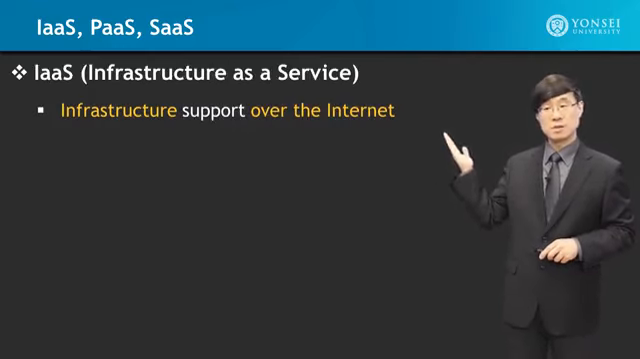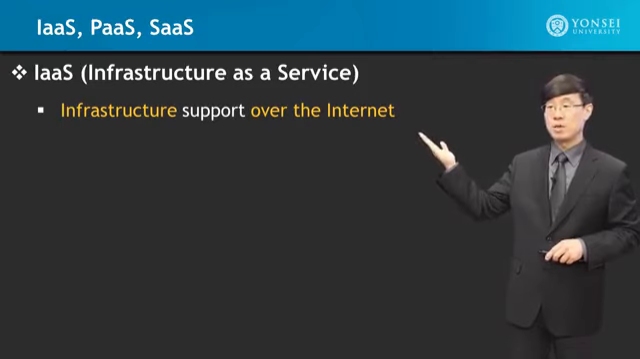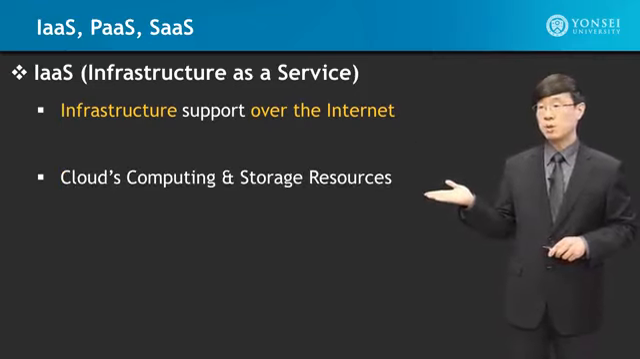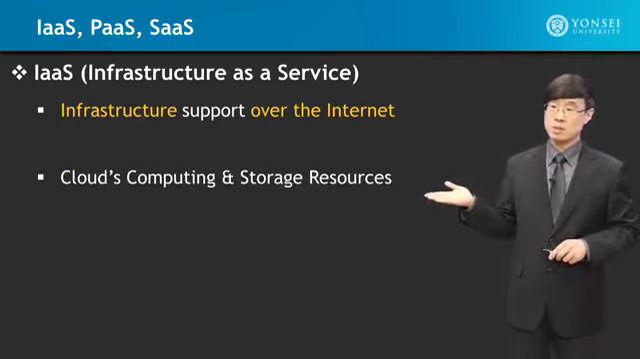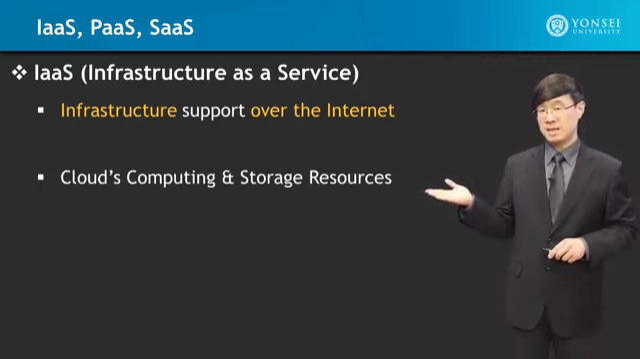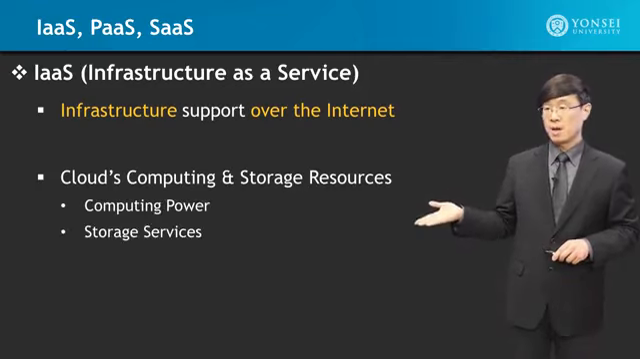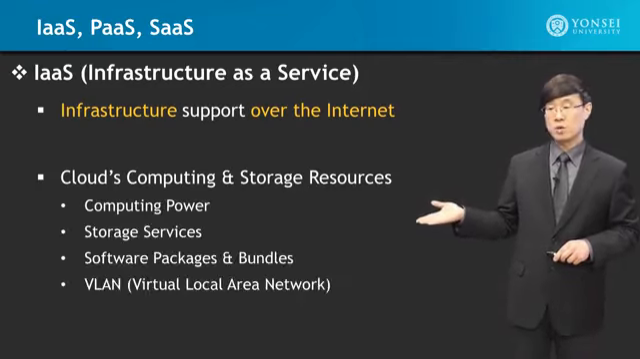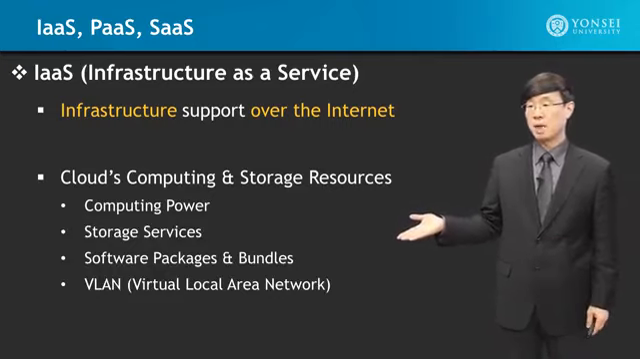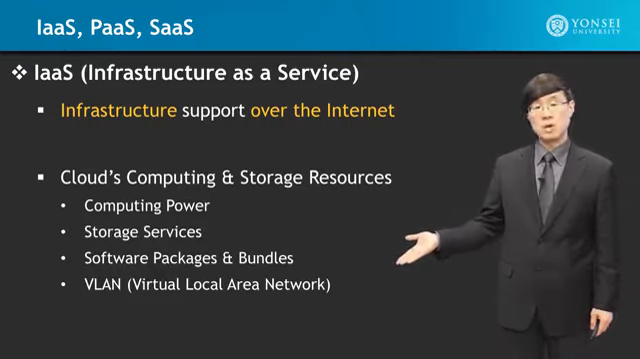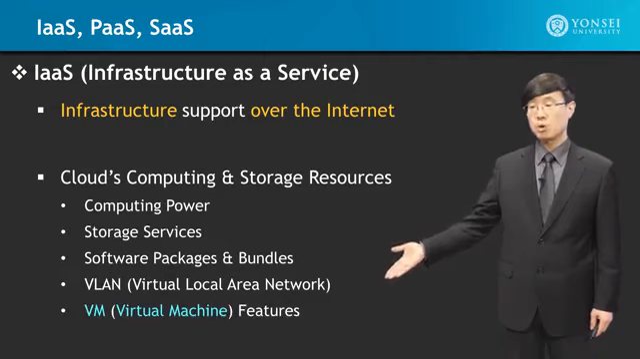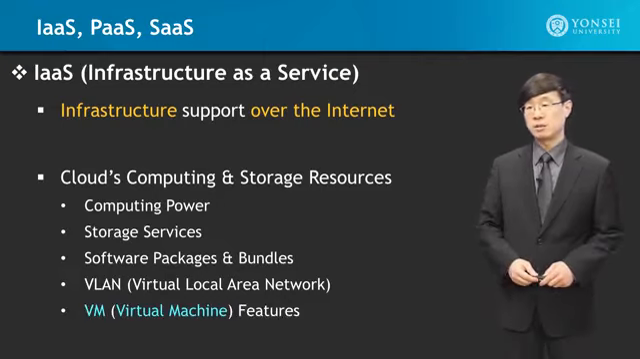Infrastructure as a service. Infrastructure support over the internet. A cloud's computing resources and storage resources are what the IaaS is about. Computing power, storage services, software packages and bundles, and virtual local area networking techniques, virtual machine features are what are included.